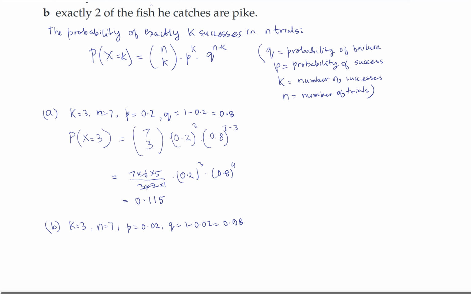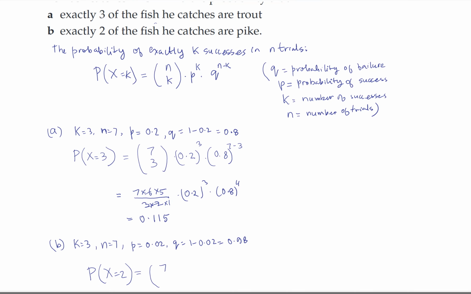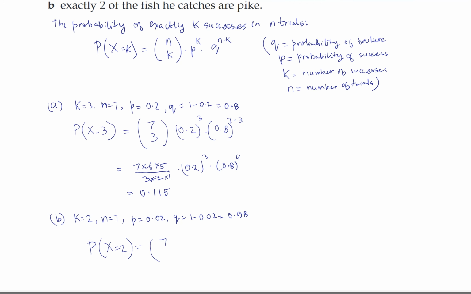So again, putting this in the formula, you would get P of X is 2, and that is going to be 7. K is K3. K is not 3, what am I doing? K is 2, exactly 2. So yeah, so 7C2, then P is 0.02 squared times 0.98 to the power 7 minus 2.